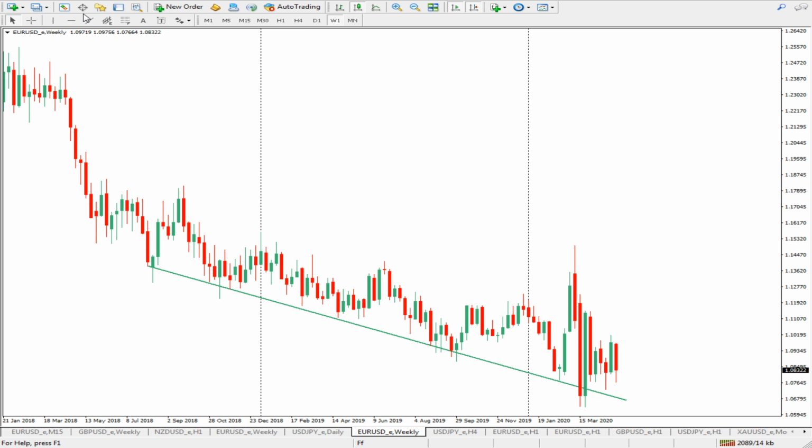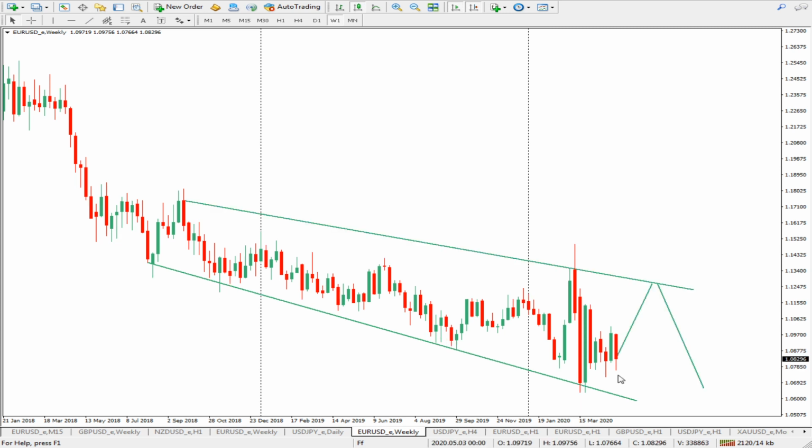So as it is now, you may see a move up and then a bounce to the lower side, or you may see a continuation to the lower side, and that would mean the price may break below the lower trend line. So if this is true, that is, if the price goes below this trend line, expect it to proceed much lower.